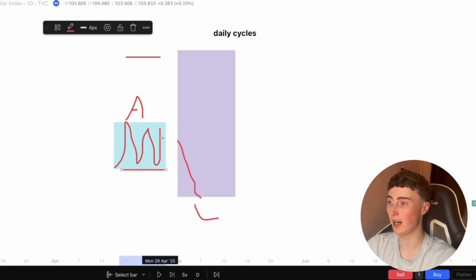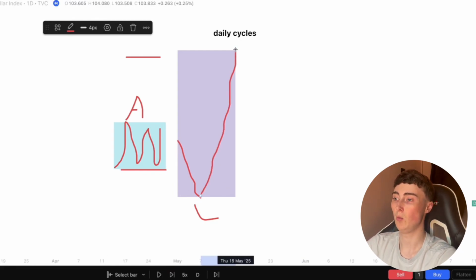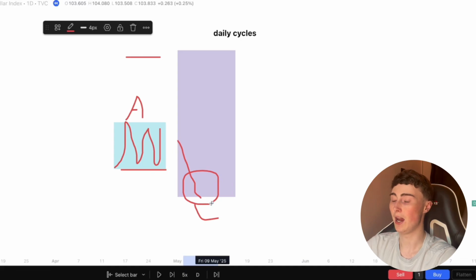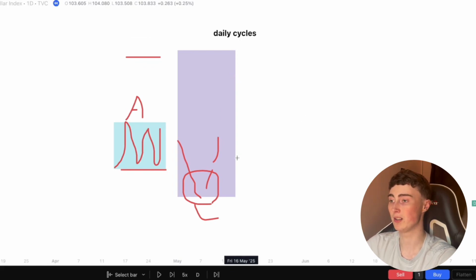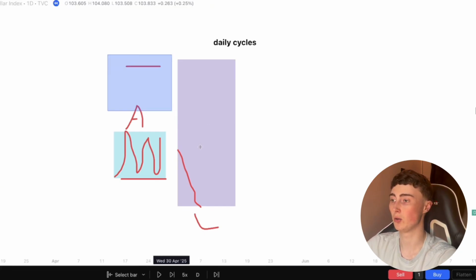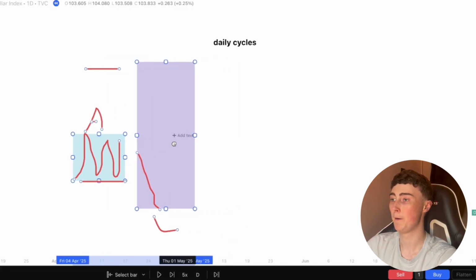So once you get that, you're expecting London to run to your target with aggression, okay? So once you see this sweep of Asia, down here is where you want to get your entry, and then this is the move that you're going to expect price to form afterwards, okay? And I'm going to get into how you go about getting your entry once I explain to you the other daily cycle, right? So that is the first cycle.